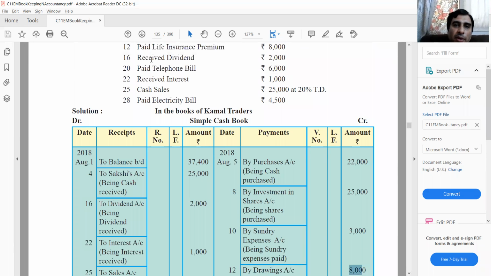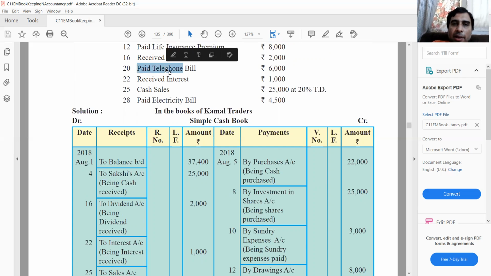Next is receive dividend. Dividend, you should know, is what you receive on shares as a profit which the company declares in which you are an owner. So this is again typically a business that has invested money in some shares, so that's how you're receiving dividend. Left hand side, to dividend.